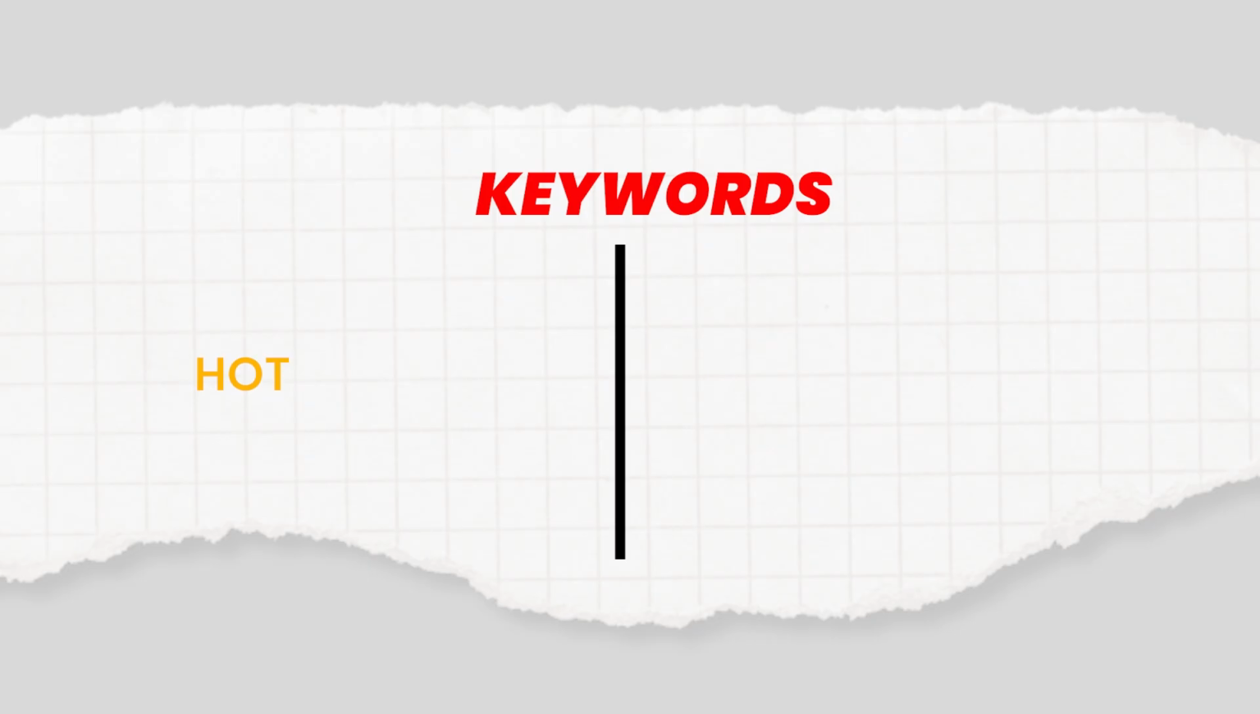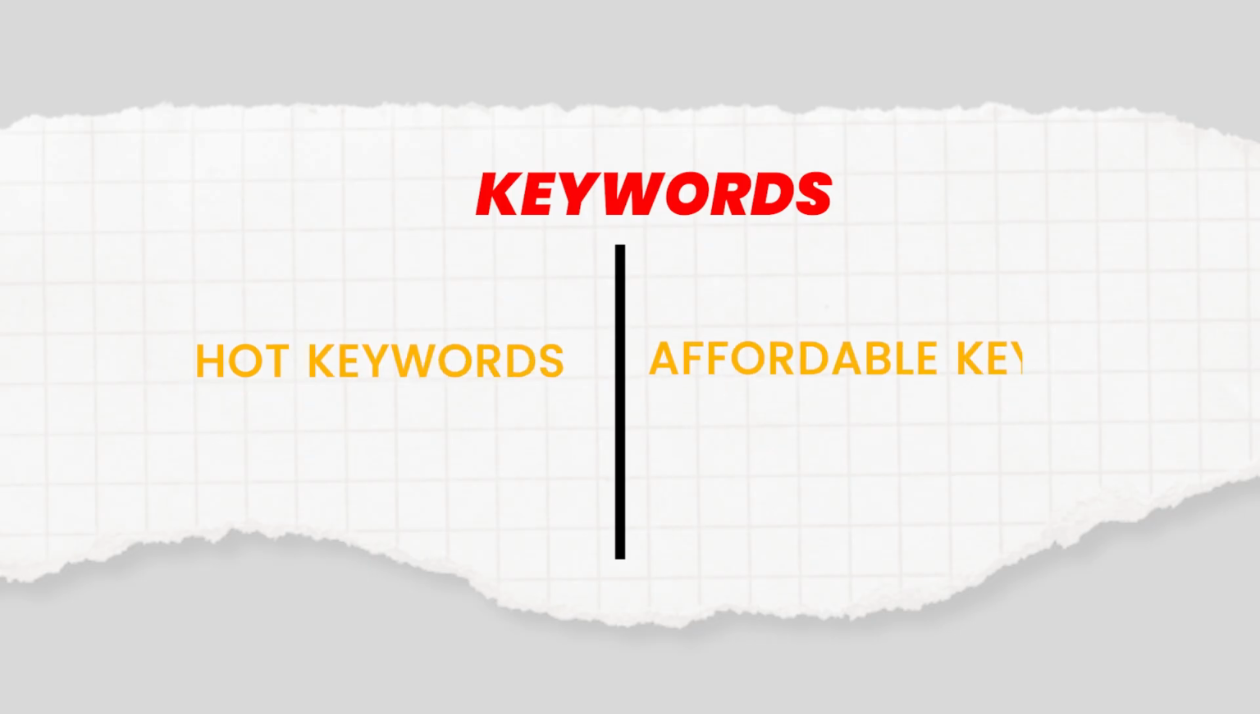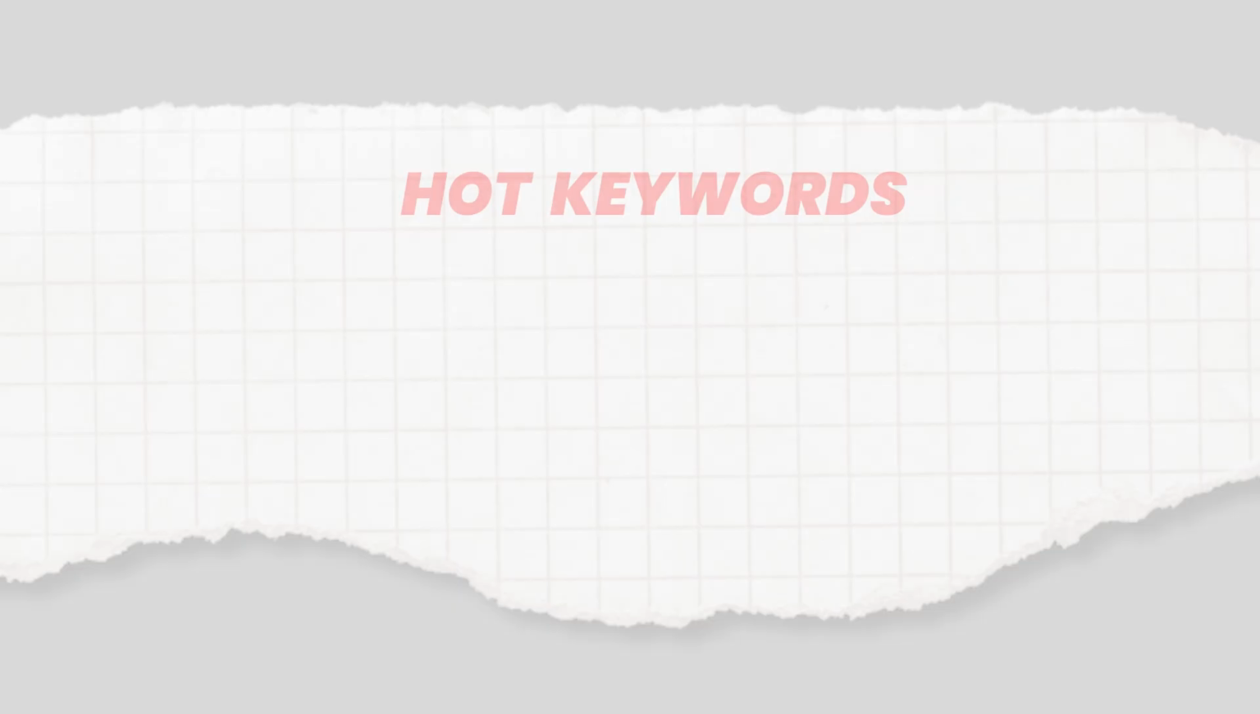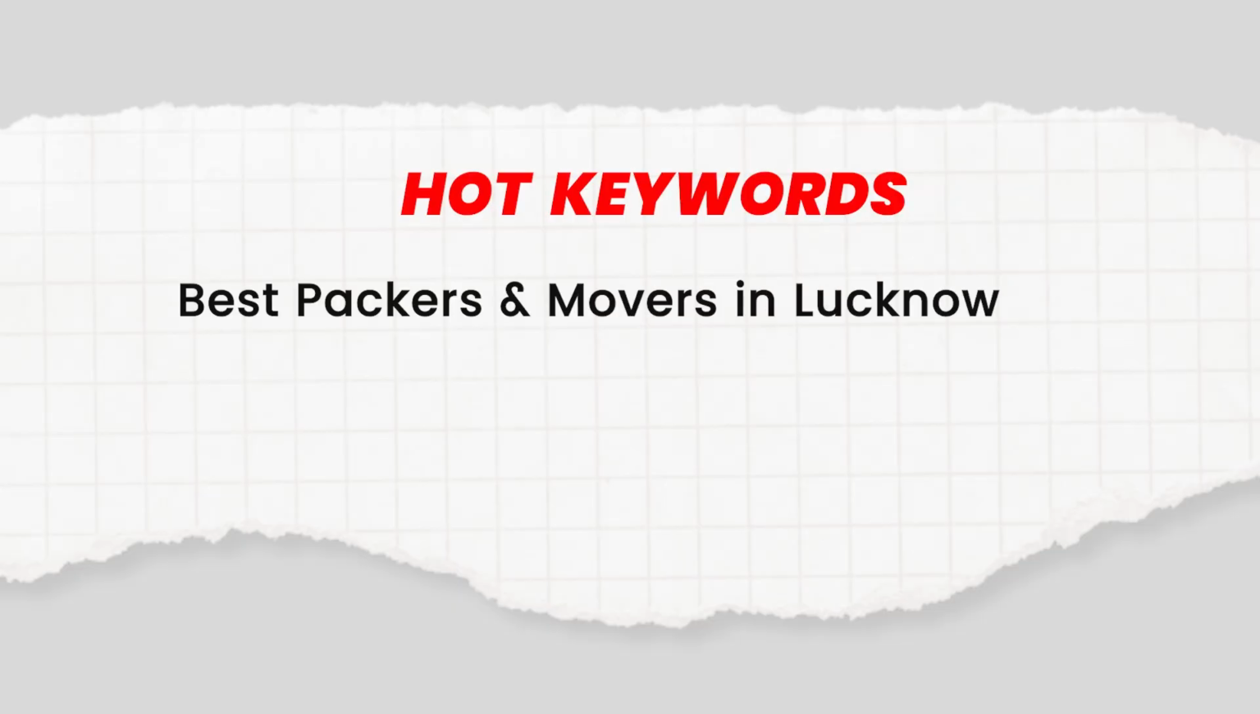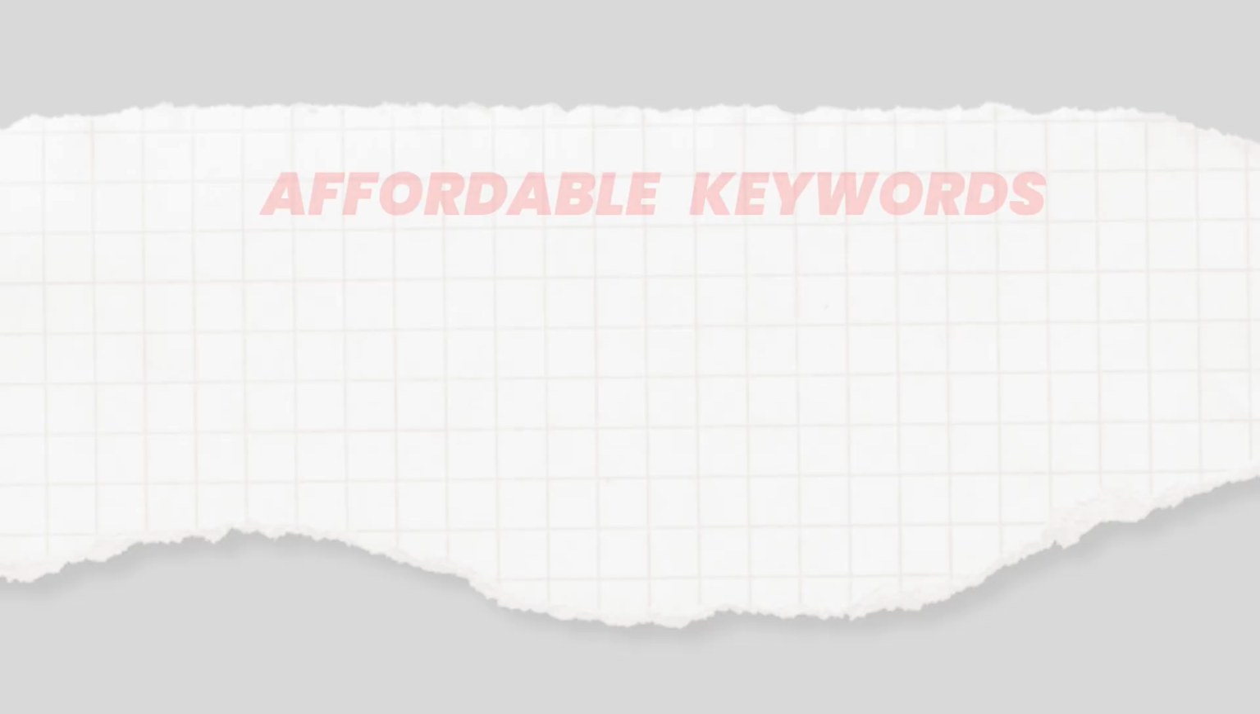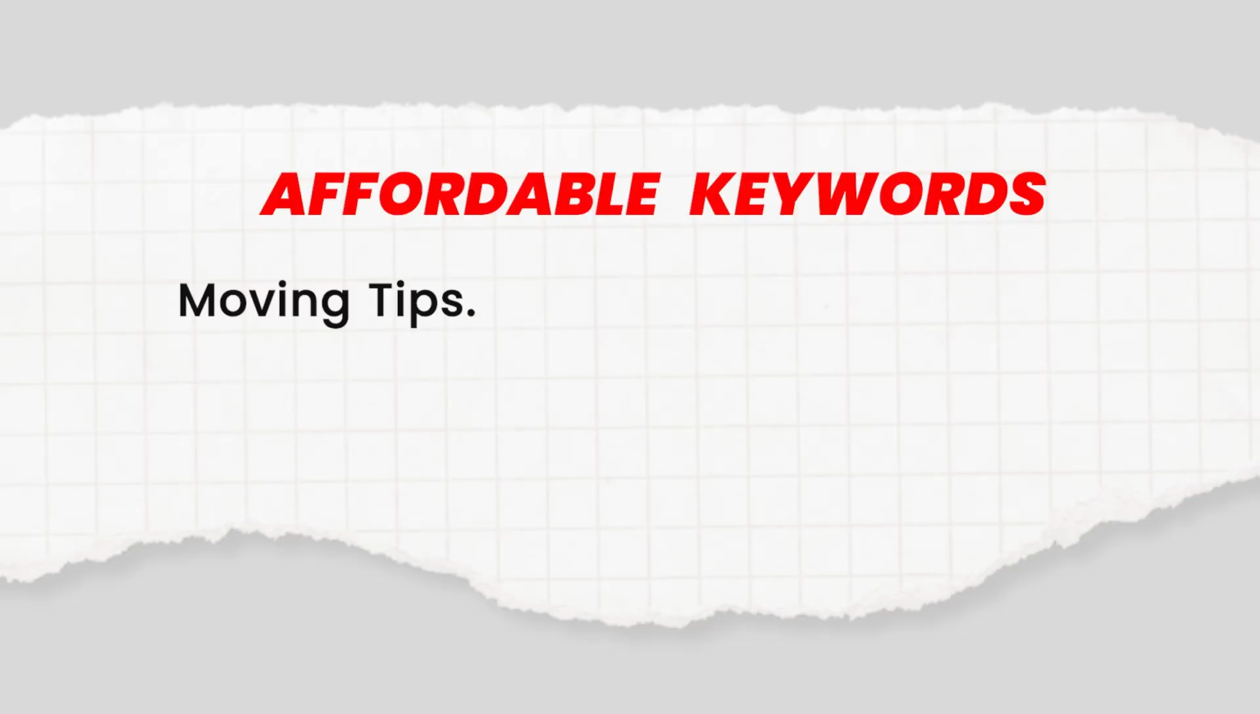We categorize keywords into 2 buckets: hot keywords and affordable keywords. Hot keywords are the expensive ones. These are the best packers and movers in Lucknow or 2 BHK flat for sale. The CPC is high because everyone knows these people are ready to buy right now. Affordable keywords are broader, like moving tips or real estate prices. They are cheaper, but the conversion rate is lower.